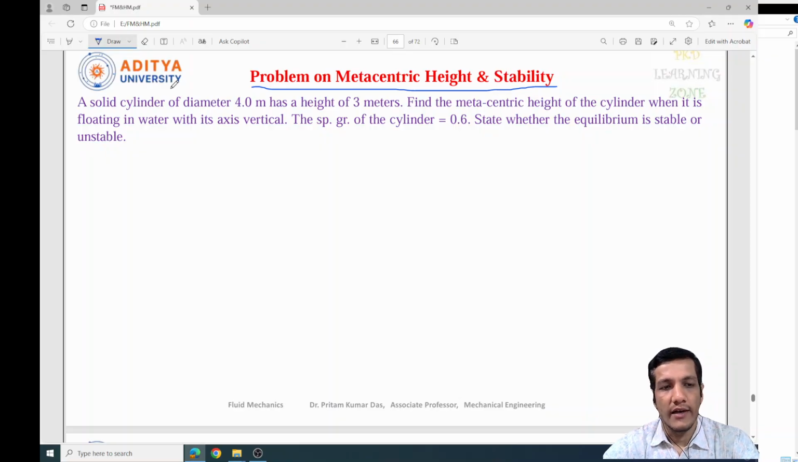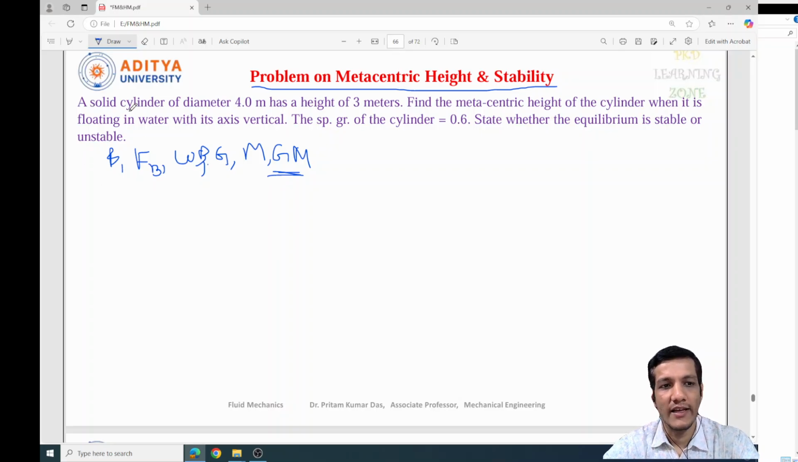Previously we have already discussed the buoyancy and the force of buoyancy, and also the center of buoyancy, the center of gravity point, then also the metacenter and metacentric height. These are the points we already discussed in our previous video lectures. So related to that we will solve one problem, find out the metacentric height, and also define whether the body is in stable or unstable condition.